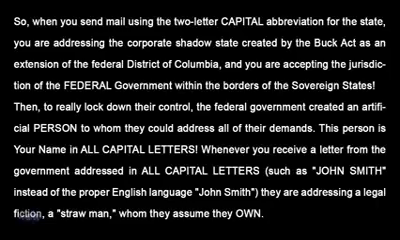Then, to really lock down their control, the federal government created an artificial person to whom they could address all their demands. This person is your name in all capital letters. Whenever you receive a letter from the government addressed in all capital letters, such as John Smith in all caps, instead of the proper English Christian appellation of the name, such as John Smith in upper and lowercase letters, they're addressing a legal fiction, a straw man, whom they assume they own.